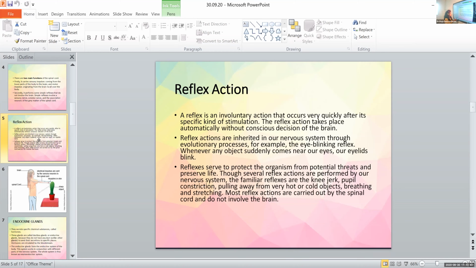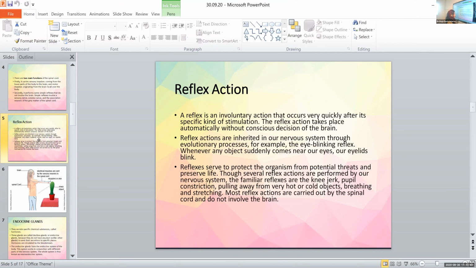Reflex actions are inherited in a nervous system through evolutionary processes, for example, the eye blinking reflex. So almost in all humans, we have this eye blinking reflex. It has developed as a process of evolution. Whenever any object suddenly comes near our eyes, our eyelids blink. That is common for us. Reflexes serve to protect the organism from potential threats and preserve life.